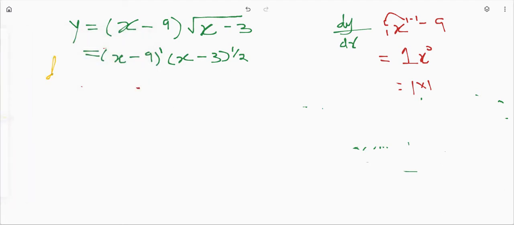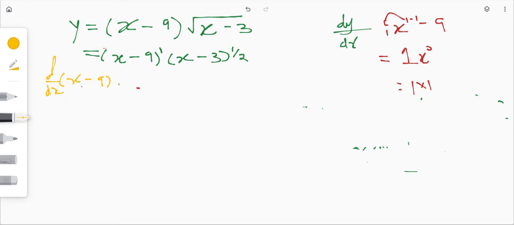You put d/dx of x minus 9, right? Then we will leave this x minus 3 the way it is, just x minus 3 to the power half. We'll leave it. Plus d/dx. Now this is where we're going to have to derive the x minus 3 to the power half, in brackets x minus 9. Right, like that. So as I said, as we derived earlier on, we're deriving.